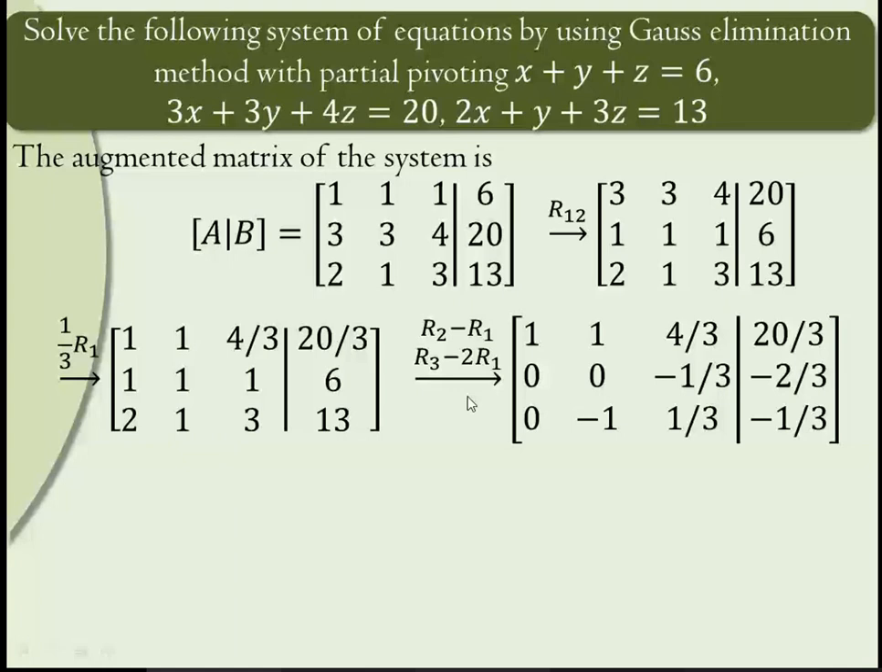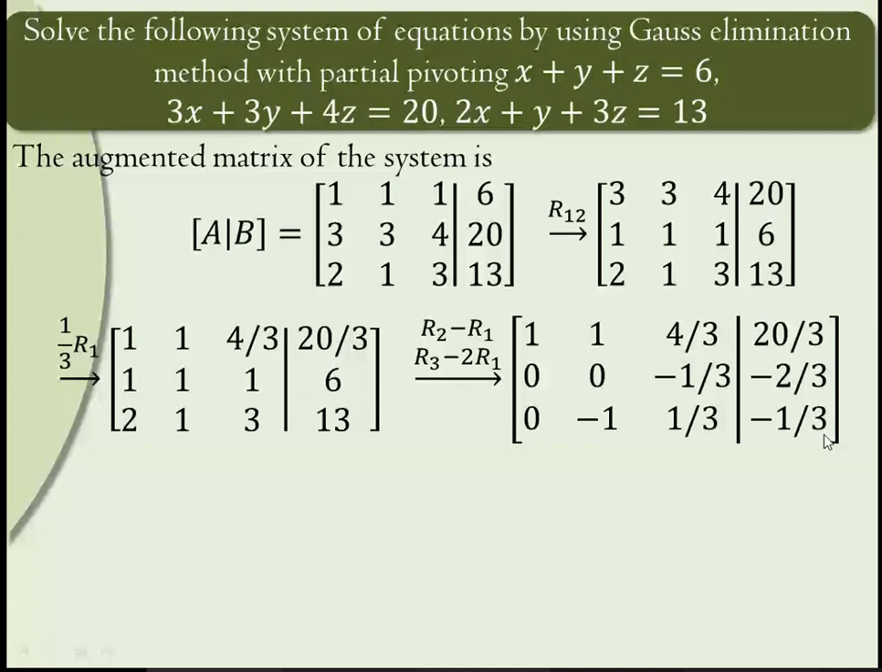Okay, 1, 1, 4 by 3, 20 by 3 as it is. Then this will be 1 minus 1, 0, 1 minus 1, 0, 1 minus 4 by 3 is minus 1 by 3, 6 minus 20 by 3 is minus 2 by 3. 2 minus 2 times 1, 1 minus 2 times 1, 3 minus 2 times 4 by 3, 13 minus 2 times 20 by 3, like that gives us this next row.